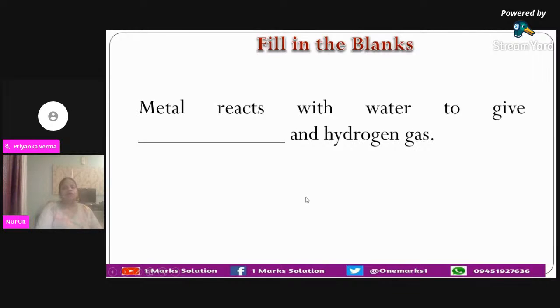Metals react with water to give dash and hydrogen gas. Here we are talking about very reactive metals. And the answer is metal hydroxide. The metal gets converted into metal hydroxide and releases hydrogen gas.